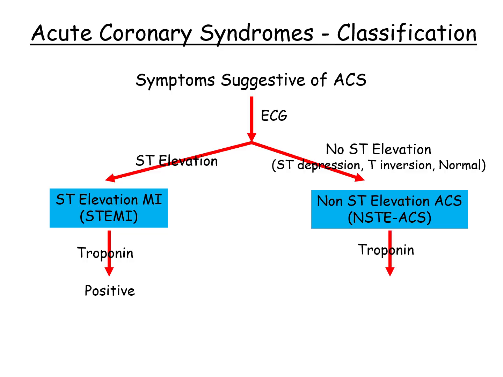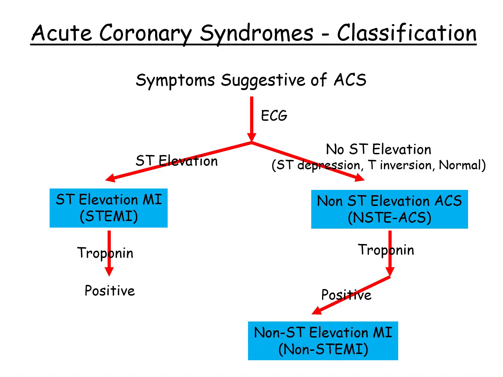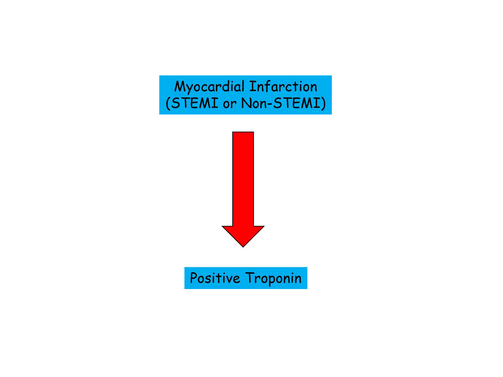Here is the place of troponin in classification. We order a troponin. If the troponin is positive, then this becomes non-ST elevation myocardial infarction, and if the troponin is negative, then the patient is labeled as unstable angina. So it's important to remember that to label a patient as myocardial infarction, whether STEMI or non-STEMI, you always have to have a positive troponin. The troponin, the high cardiac biomarkers, are the hallmark of acute myocardial infarction and myocardial necrosis.